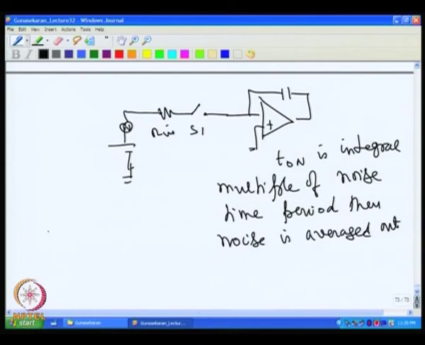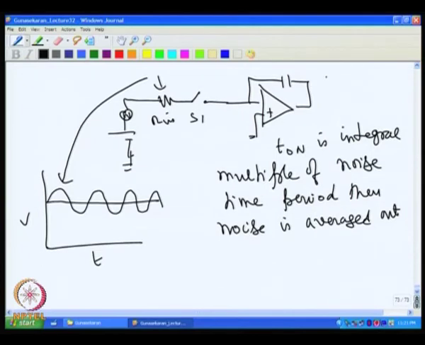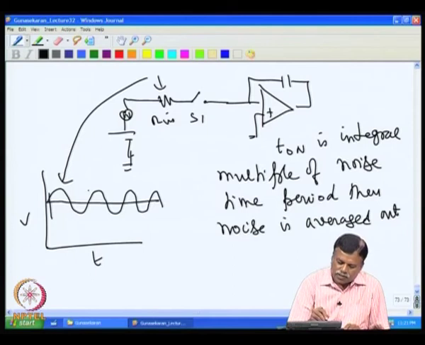Suppose I have a DC plus AC time versus voltage plot. DC is in this, and then over that AC is going. Essentially, the current through this R will increase when the AC voltage is at a positive peak, and decrease when the AC voltage is at a negative peak. So, the net average charge delivered to the capacitor will be 0 if the on time is an integral multiple of the noise time. For example, this is one cycle.